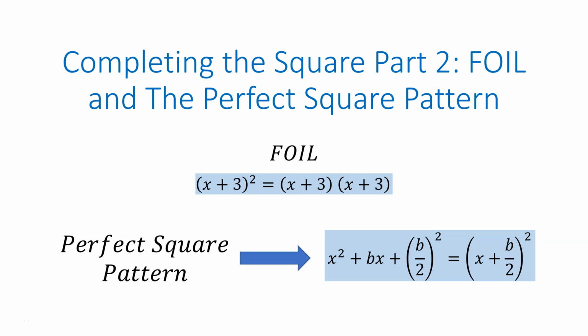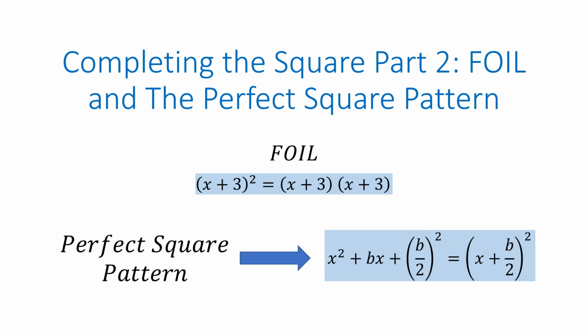Welcome back. This video is part 2 of a 9-part series on completing the square. In this video we will discuss how to use FOIL, how to distribute squared binomials, and how to compare the result to the perfect square pattern that we'll use later in the series. I suggest that as you watch this video you take notes, get a pencil and some paper, and let's get started.